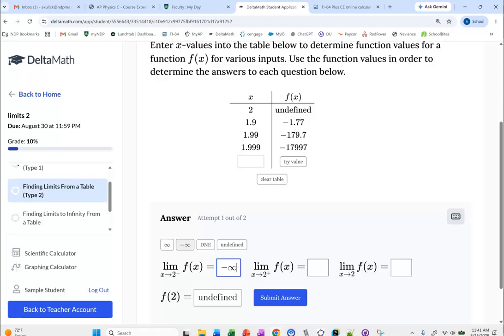Yes. Couldn't you also just do 1 for the x value and then it'd be a crazy low number, so you could also just say it's negative infinity? If I just put 1 here? Yeah.